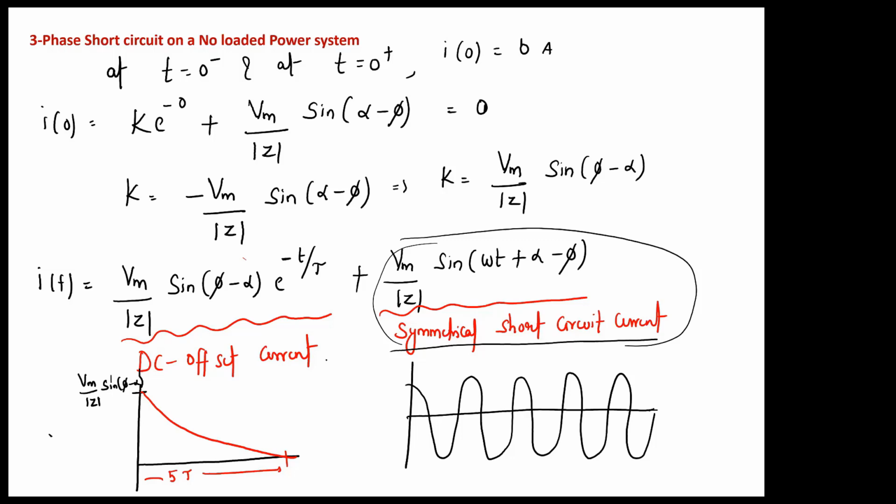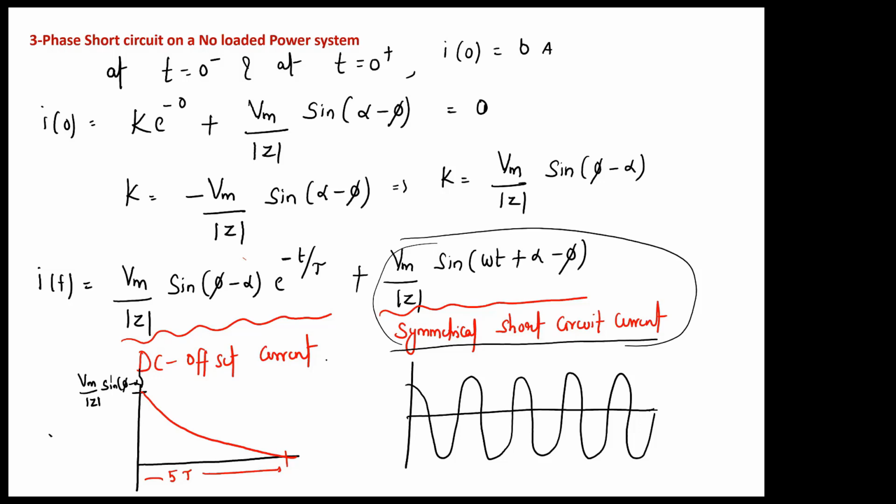So when we are designing the switchgear, we have to consider both the currents. If you only consider symmetrical short circuit current, our estimate will become wrong. Our protection may fail. So while designing the circuit breaker, we have to consider both the DC offset current, which is transient in nature, and symmetrical short circuit current.